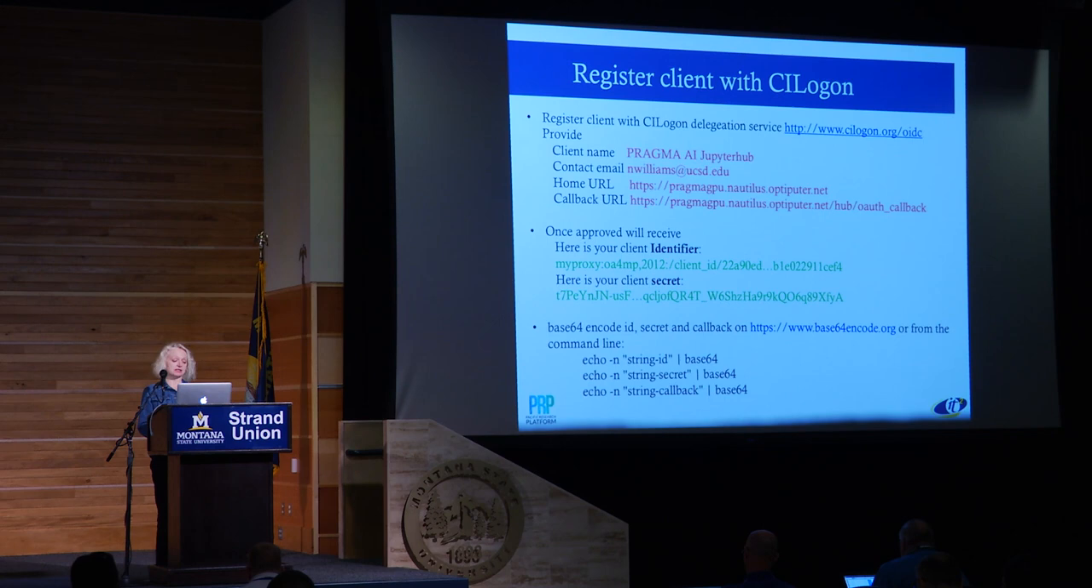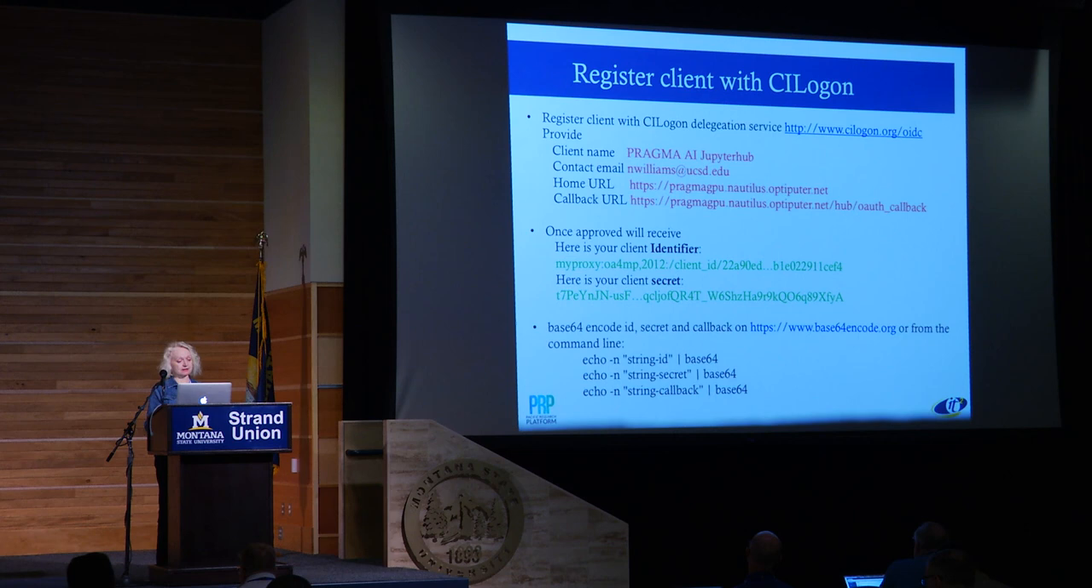Once I am approved by CI Logon, I am receiving email that will give me my client identifier, which is basically my proxy with some long string of characters, and my client secret, which is another very long string of characters. So now, what do I do with this long string of characters? Kubernetes provides a way of actually getting this sensitive information into the pod without explicitly specifying the strings. So for this case, we need to base64 encode the three strings and then put them in a YAML file that will be responsible for creating this secret.